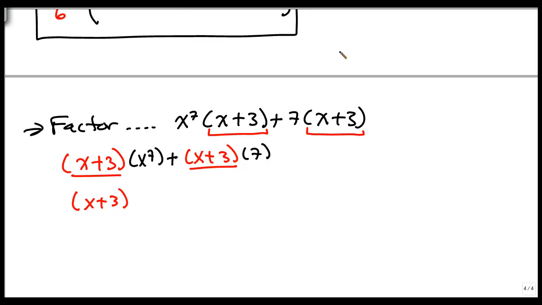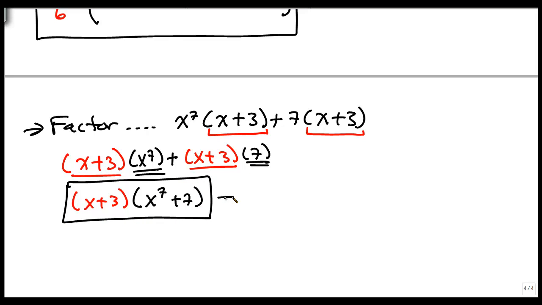Now if I pull the x plus 3 out from the first term, I'm left with x to the 7th in my first term. And if I pull the x plus 3 out, I'm left with a plus 7. So this is called my factored form, and this is my solution.